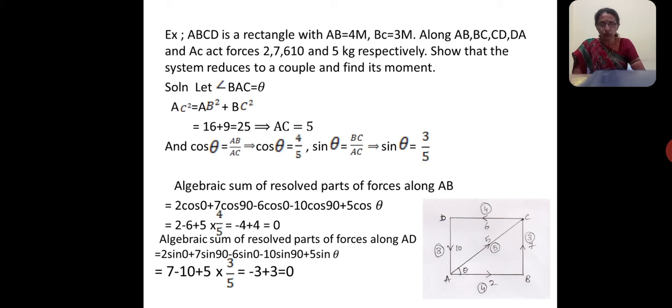Then next is the algebraic sum of the resolved parts of the forces along AD, that is equal to 2 sin theta plus 7 sin 90 minus 6 into sin 0 minus 10 into sin 90 plus 5 into sin theta, that is equal to 7 minus 10 plus 5 into 3 by 5, that is equal to minus 3 plus 3 equal to 0.